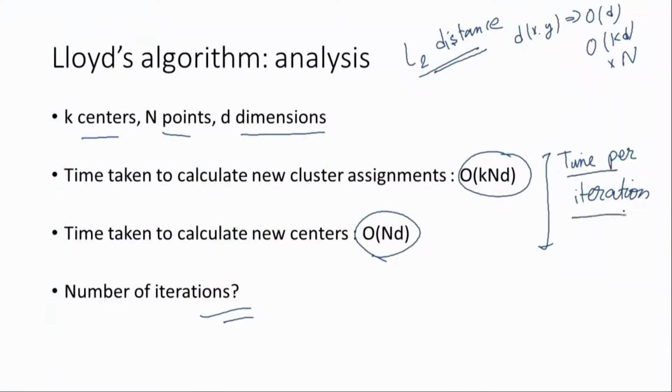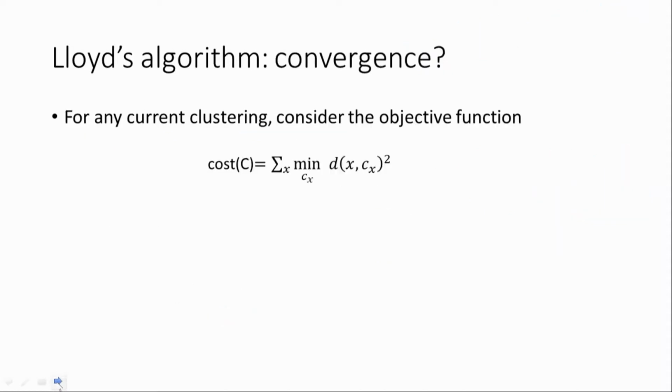Number of iterations. So the time per iteration is fairly nice. It's order k n d plus n d, which is order k n d per iteration. The number of iterations is where we are stuck. And we saw that it can potentially be infinite. We have not argued that it's not infinite.